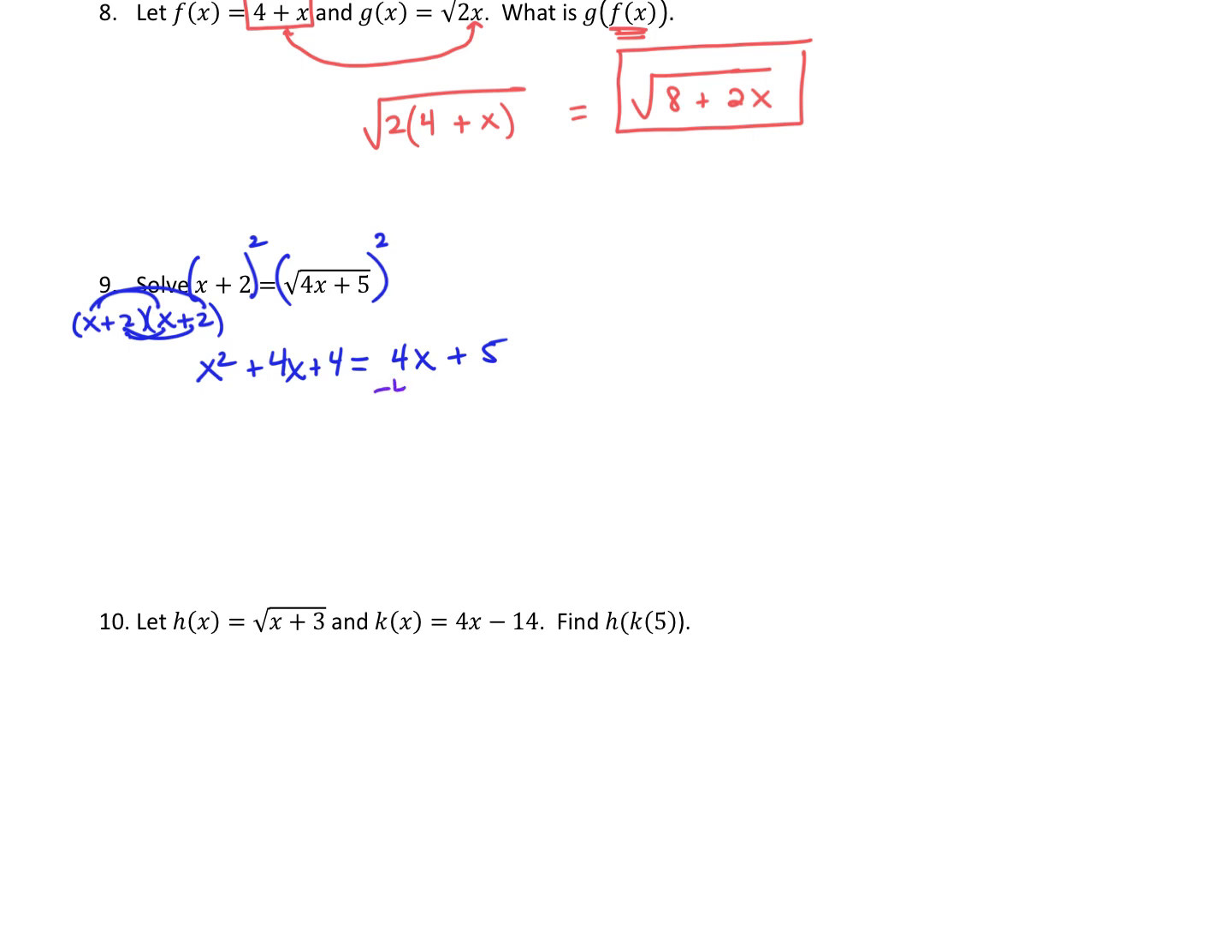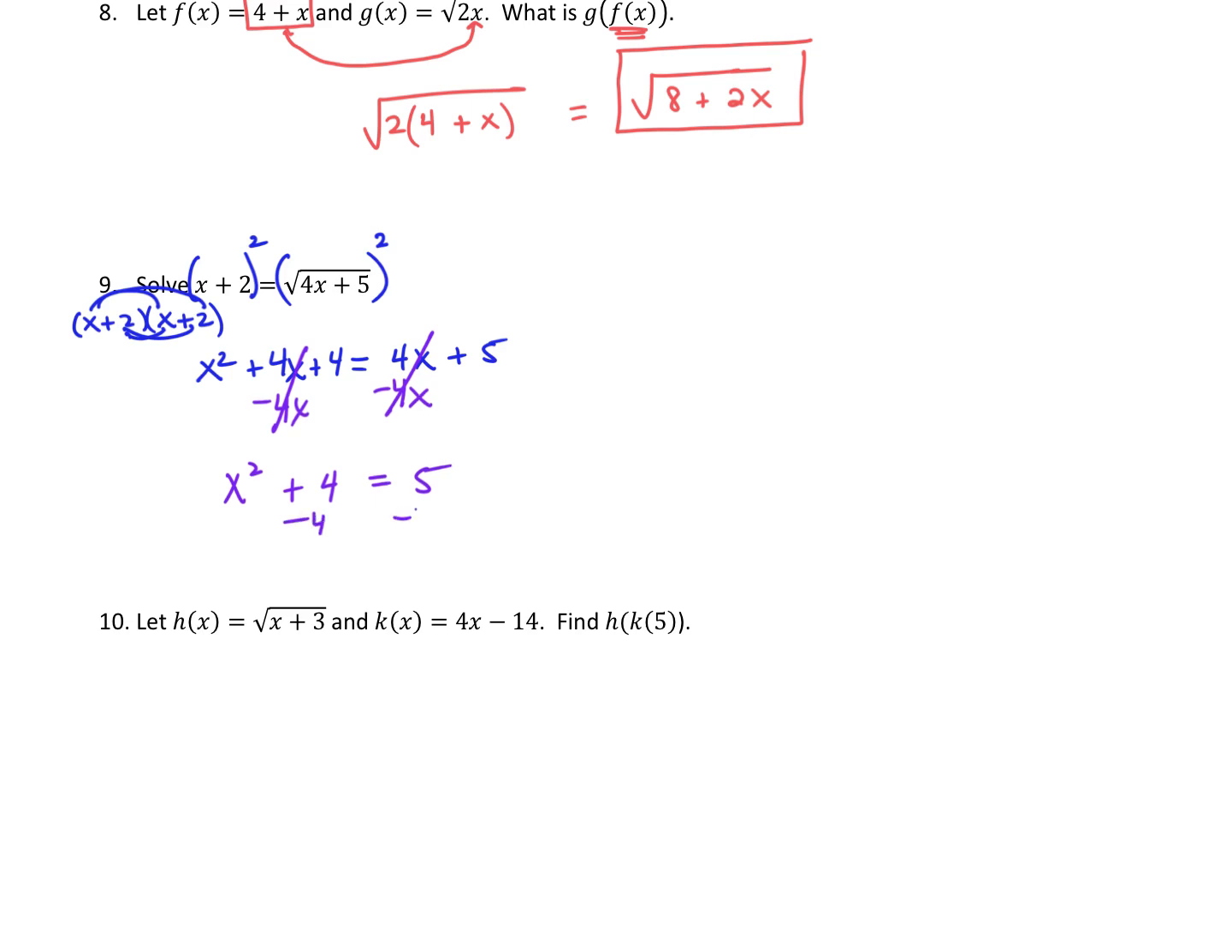All right, so let's get these x's to the same side. I'm going to subtract 4x from both sides. 4x minus 4x is 0. And then over here we have another 4x minus 4x. So really our equation is x squared plus 4 equals 5. We only have one term with an x, just that x squared. So why don't we isolate that?